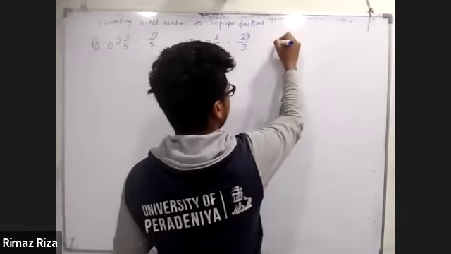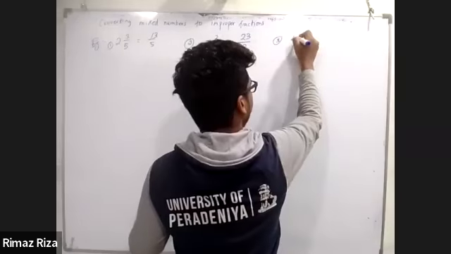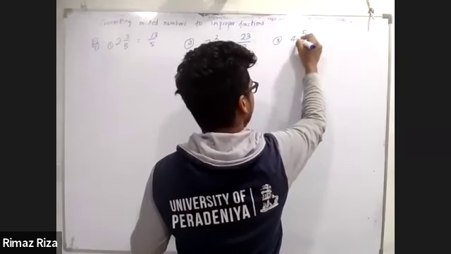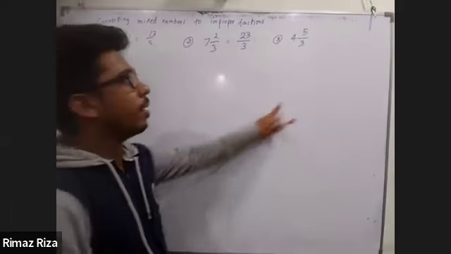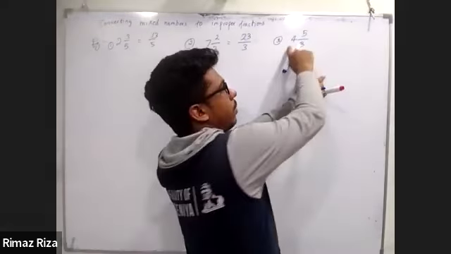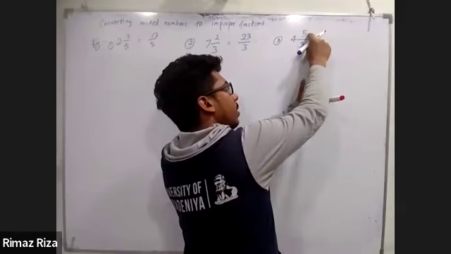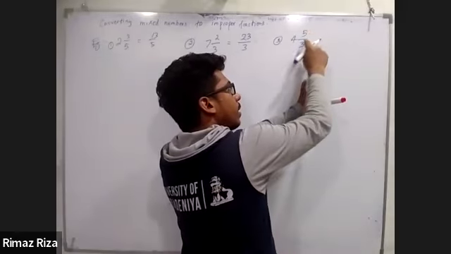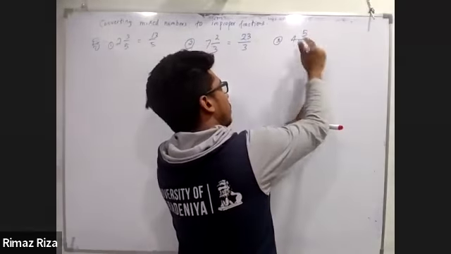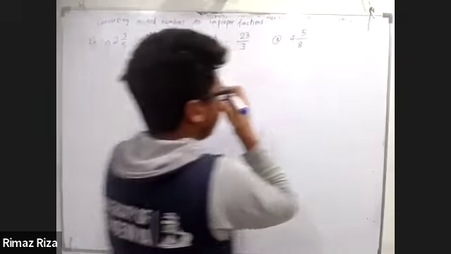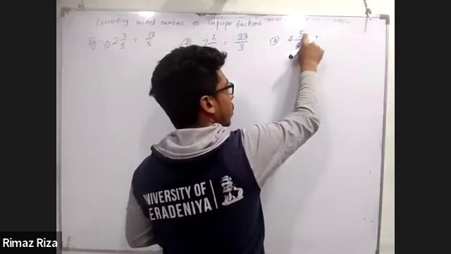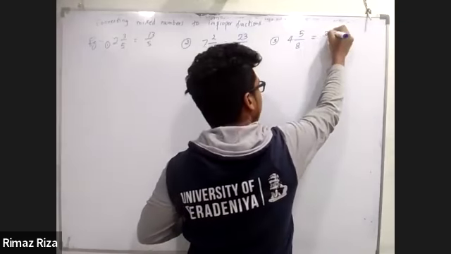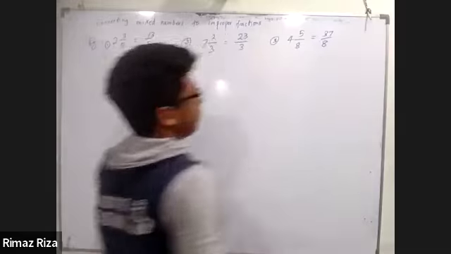And third example, 4 and 5 over 3. I have made a mistake. In mixed numbers, the numerator cannot be bigger than the denominator. So therefore I change this to 8. So 8 into 4, 32. 32 plus 5 is 37 over 8.